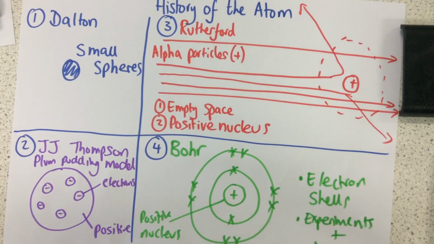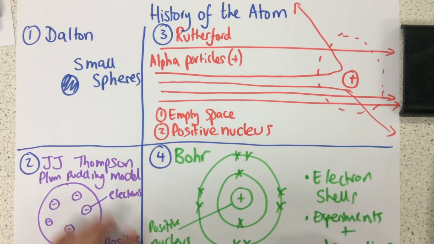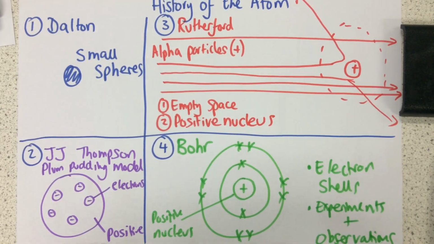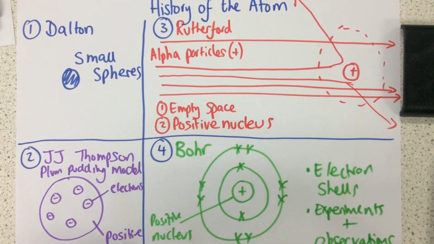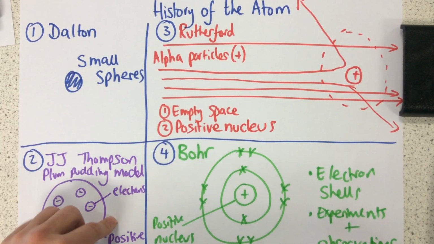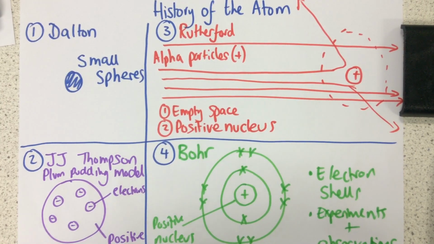So in science, in order for work to be accepted, it needs to be peer reviewed. So at each stage, this work would have been reviewed by other scientists to make sure that their results match. So just to summarise, the history of the atom just shows how our understanding of the atom changed over time.